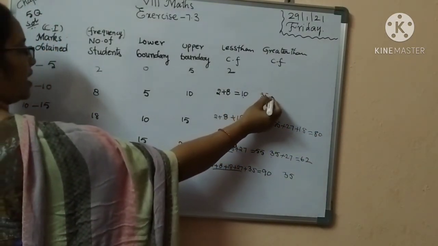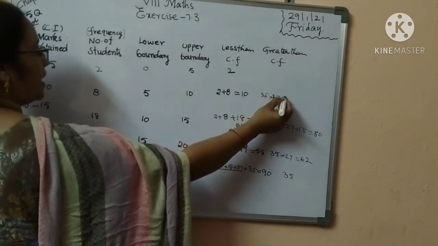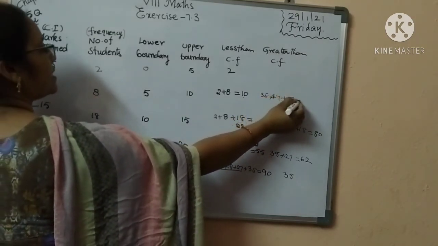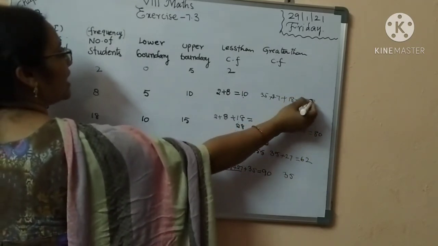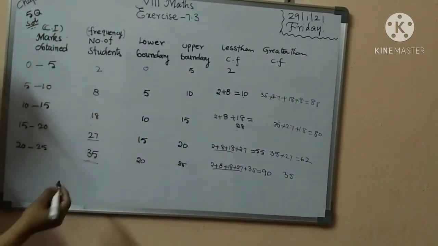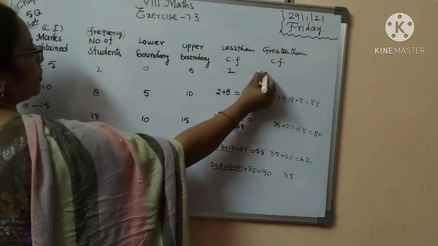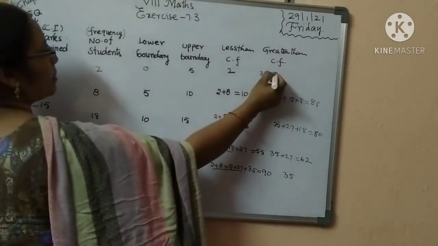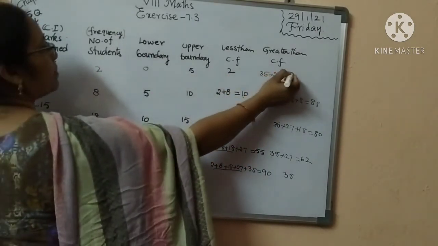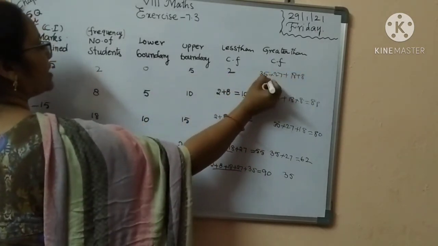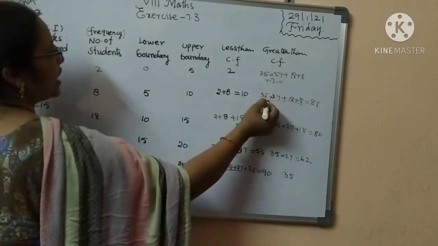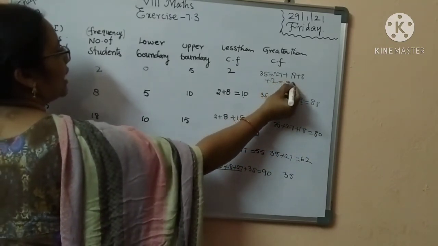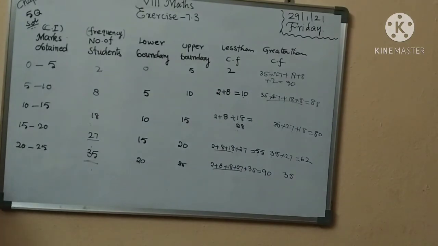Next, 35 plus 27 plus 18 plus 8 equals 80 plus 8, 88. Final is 35 plus 27 plus 18 plus 8 plus 2 equals, so here 88 plus 2, 90. 88 plus 2 is 90. So that is the greater than cumulative frequency.